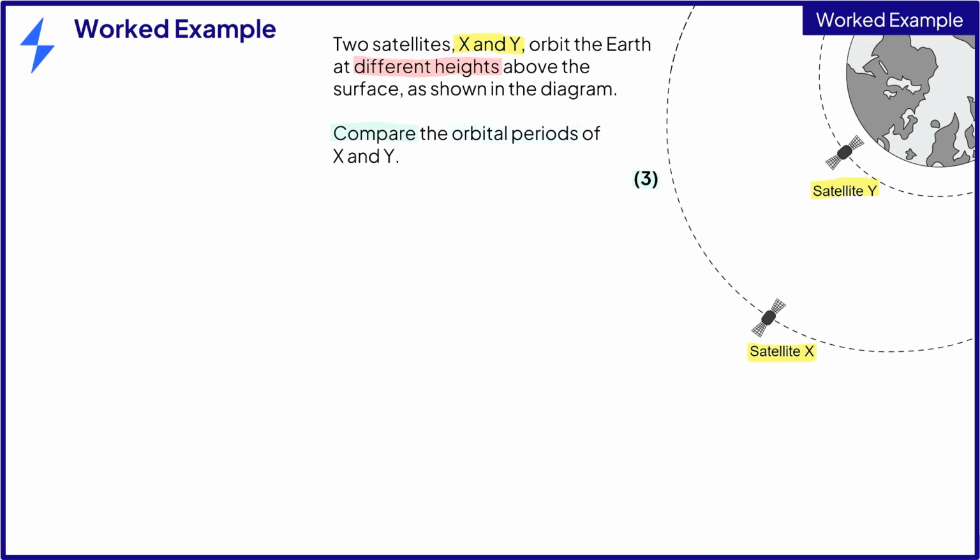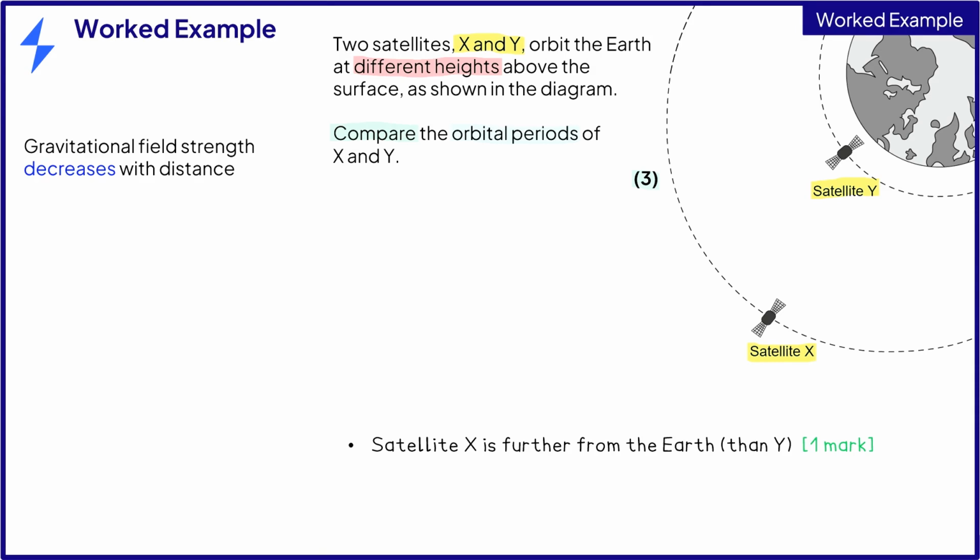First, let's pick one of the satellites to focus on, and first look at its distance above the Earth's surface. Satellite X is further from the Earth than Y. This is a simple observation, but it is an important point and makes it clear to the examiner which satellite you are focusing your explanation on.